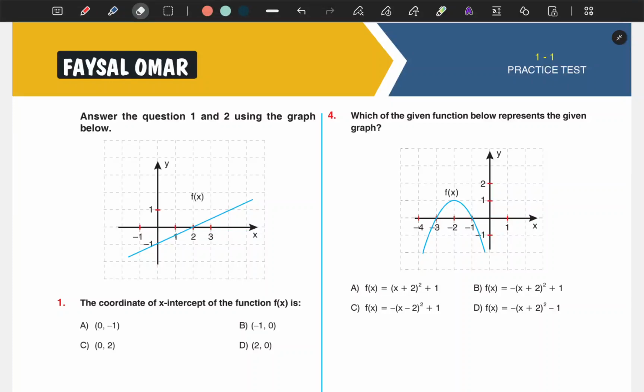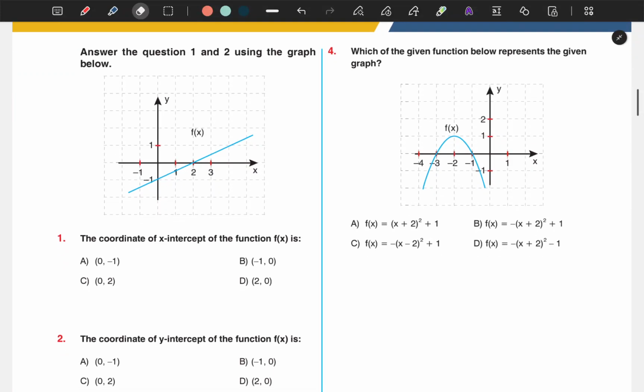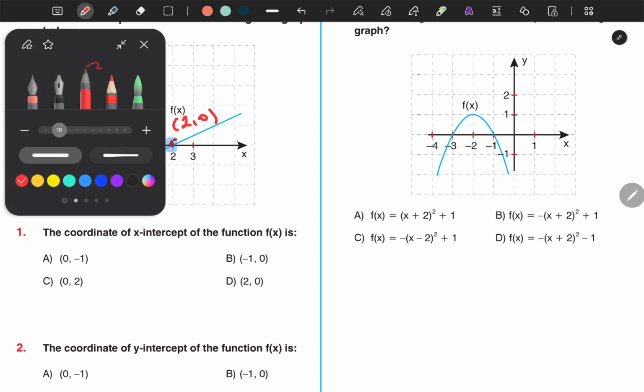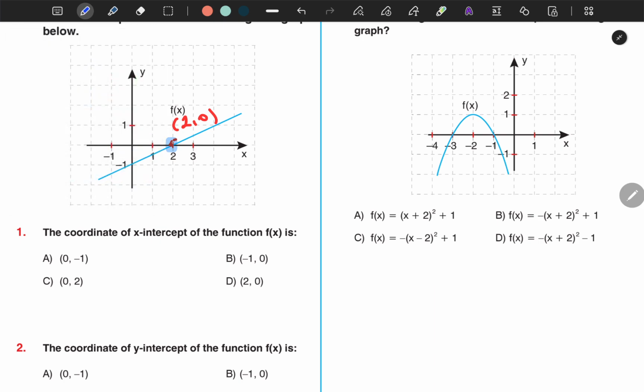In this video I am going to solve the practice test of chapter 1. Let's start from the first question. It says, what is the coordinate of the x-intercept of the function f of x? When you look at the graph, x-intercept means where the line is touching the x-axis. Here, isn't it? What's the name of this point? 2 and 0. So 2 and 0 is my answer.